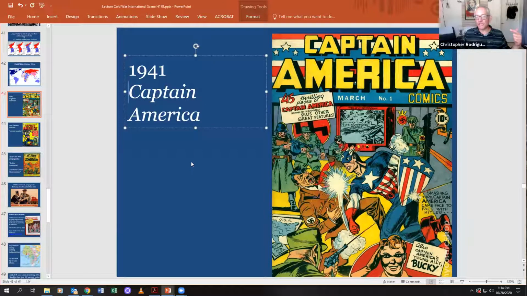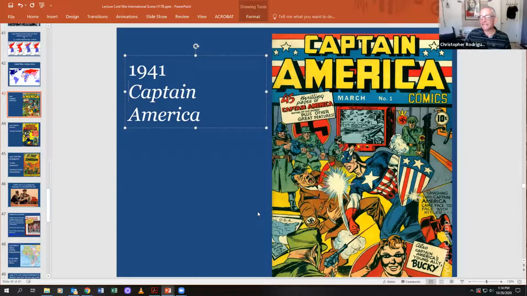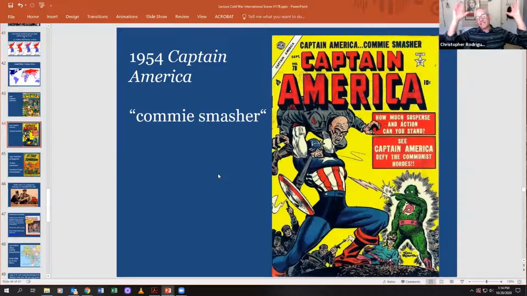In 1941, Captain America burst on the scene. This is their first comic, right? And Joey, who's Captain America giving a right hook to in 1941? Hitler, hell yeah. So Captain America's kicking some German butt in 1941. But during the Cold War, now he's smashing commies, right? So here's this bald, ugly, creepy looking commie guy, and here's the Soviet Union green monster trying to zap Captain America. So the US quickly went from fighting Germans to fighting communists, even culturally.